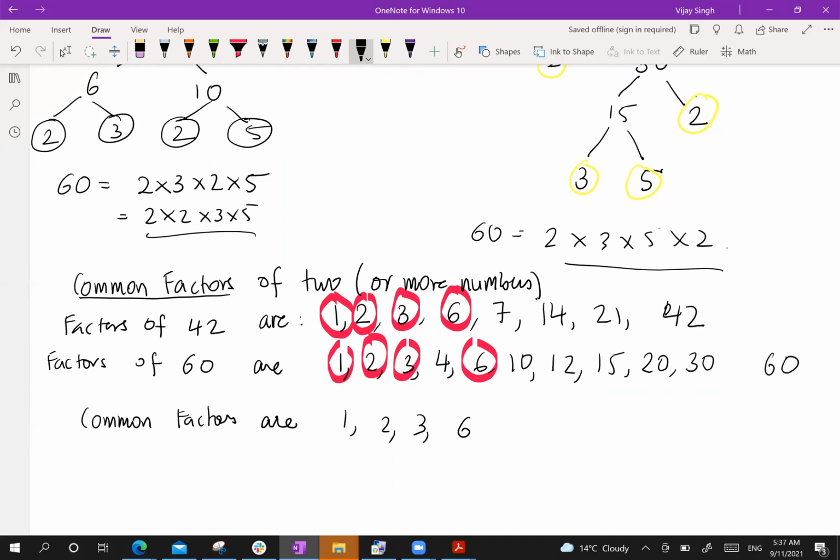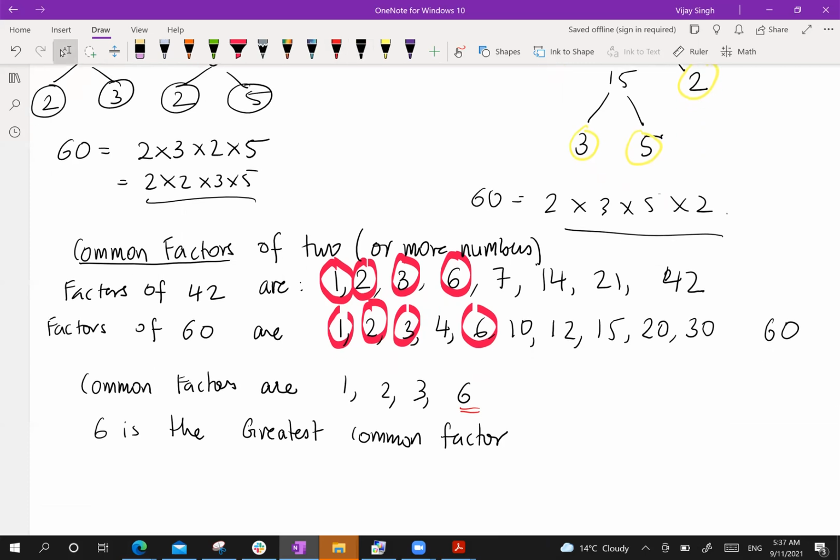Now, among these common factors, which are common to both, there is a greatest common one, right? So what is the greatest among these? 6 is the greatest, the largest of all the common factors. So we call it the greatest common factor, or in short, GCF. So 6 is the GCF. Okay.